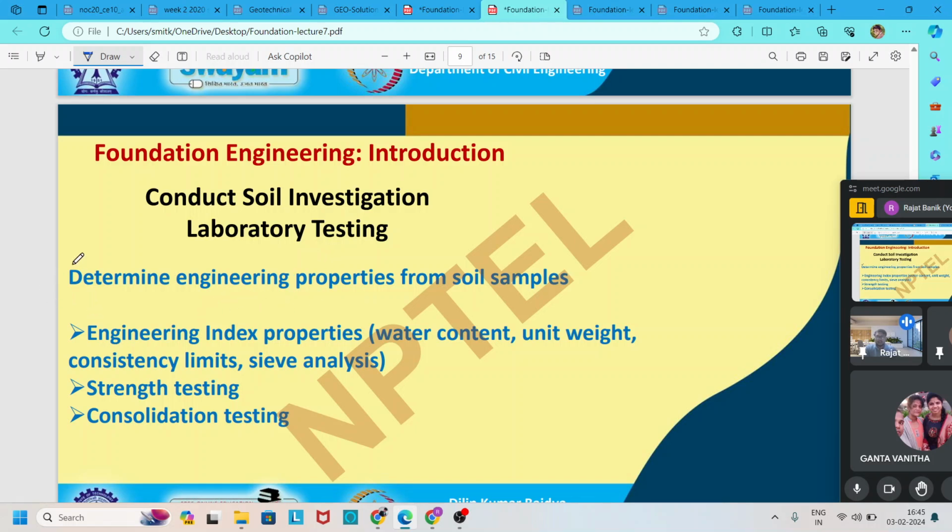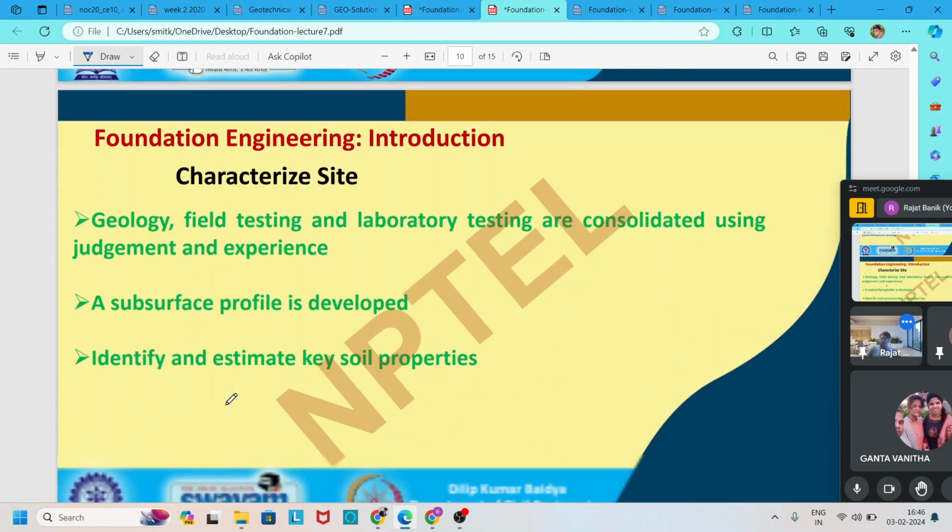So by this soil investigation, we need to determine the engineering properties, like engineering index properties such as water content, unit weight, and consistency limits, or we do some sieve analysis to find the grain size of the soil. Then we also find out the strength of the soil, and the consolidation parameters of the soil by this soil investigation.